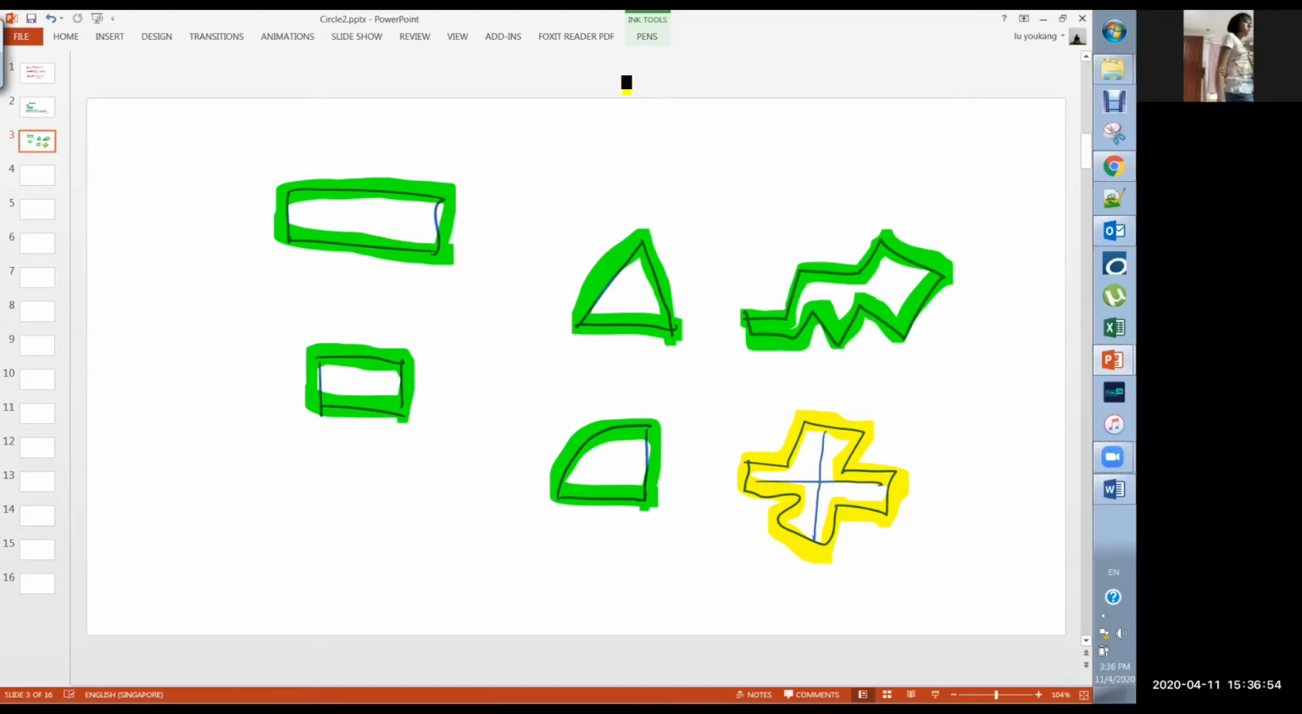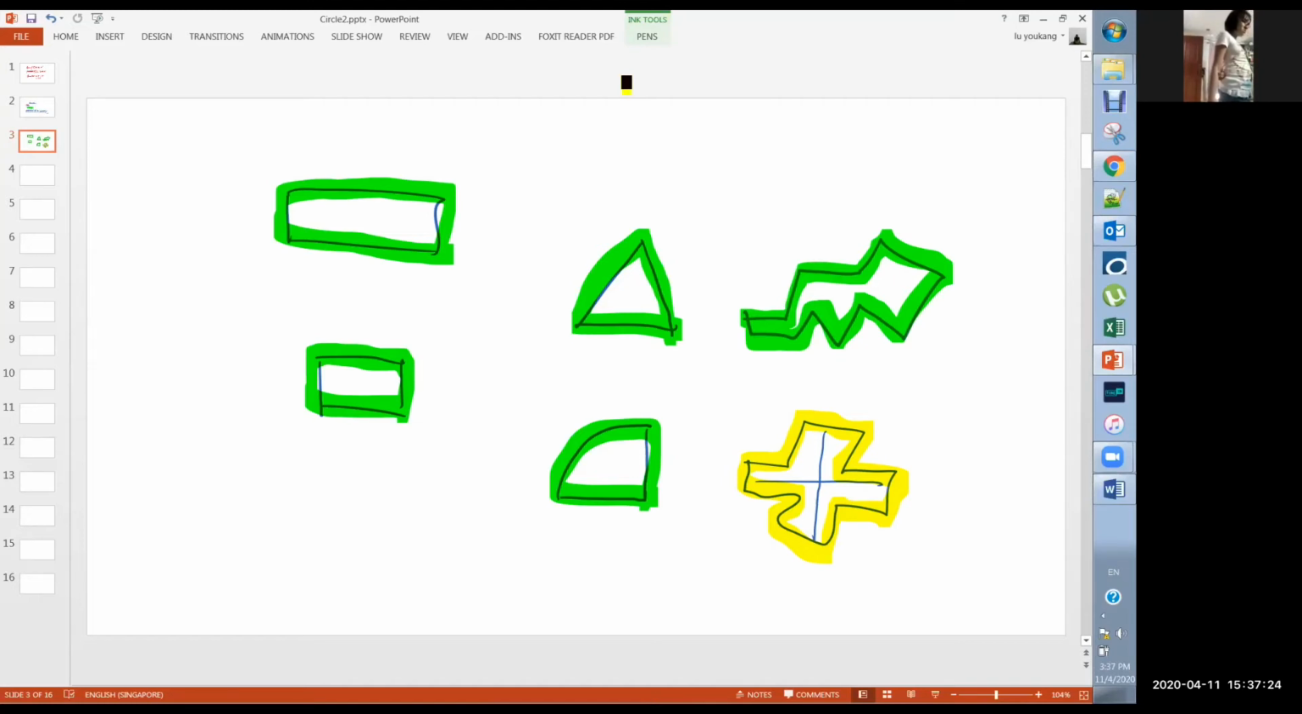Ignore what? Ignore the inside lines. Do what? Go around and highlight the perimeter. Very good. Or trace the outer parts. Repeat. Trace the outer line. Very good.